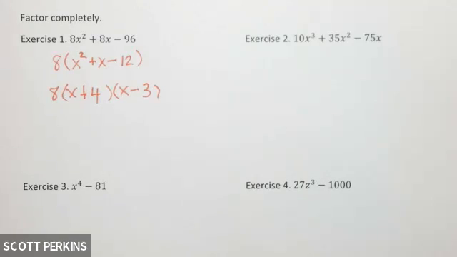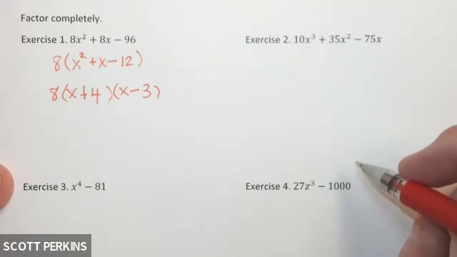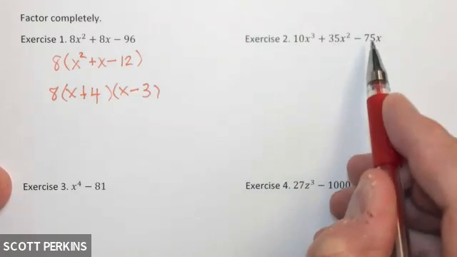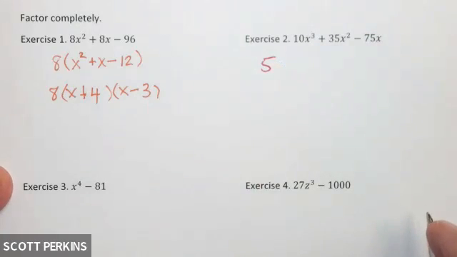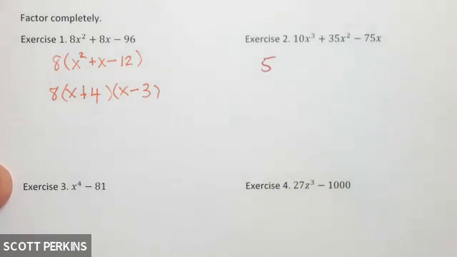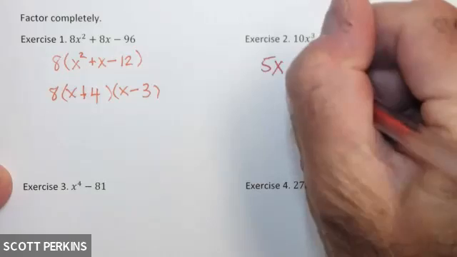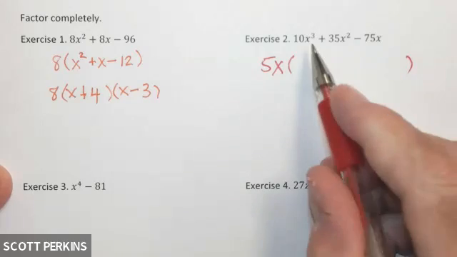All right, on this second problem, is there a common factor that I can take out of all of these terms? Yes, what is it? Okay, there's a 5, 10, 35, and 75 all share a 5. I'll agree with that. Is there anything else? Yeah, an x. I've got an x cubed, an x squared, an x. You can always take the smallest power of x when they all share. So 5 and x.